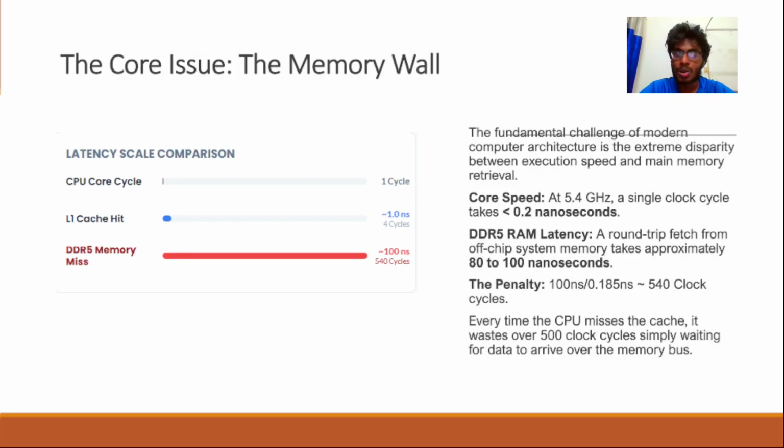The memory wall. So why is it so hard? Let's look at the numbers. At 5.4 gigahertz, a single CPU cycle is less than 0.2 nanoseconds, but a trip to DDR5 RAM takes over 100 nanoseconds. That's a 540 cycle penalty. If the CPU misses its cache, it isn't slowing down. It's effectively standing still for over 500 cycles while the memory bus catches up. The cache's job isn't just storage. It's an insurance policy against a catastrophic latency gap.